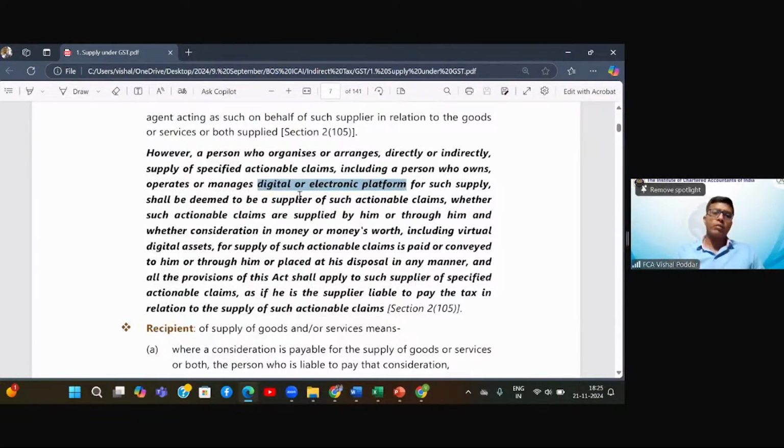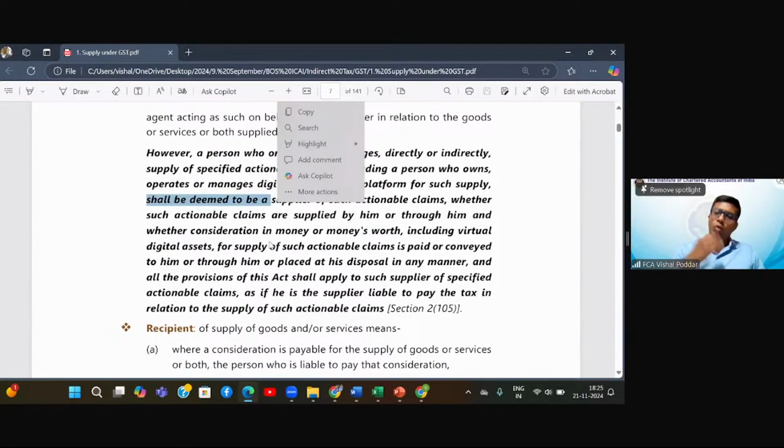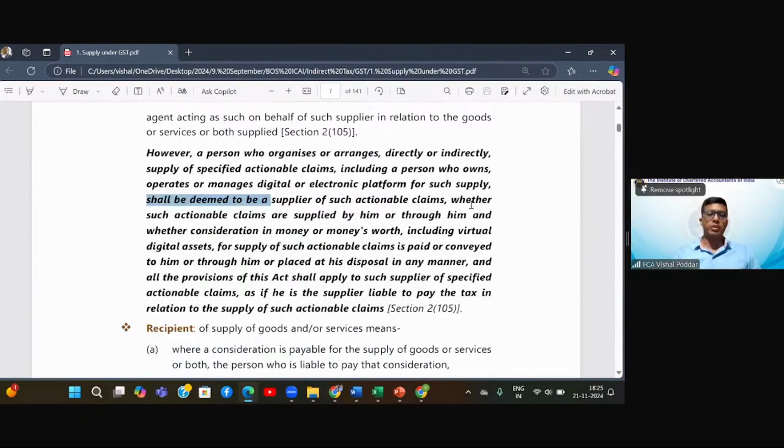Now, say today, majority of this gaming is happening online through some portal, through some platform. So even this platform, the person who is running this platform, that is also a supplier for such supply and shall be deemed to be the supplier of the actionable claim. Now, this is very important. See, technically, if you ask me, I believe this is not exactly the supply, but the lawmakers wanted to tax it. That is why they have deemed this to be a supply, and the gaming companies, they have deemed to be the supplier of the actionable claim.